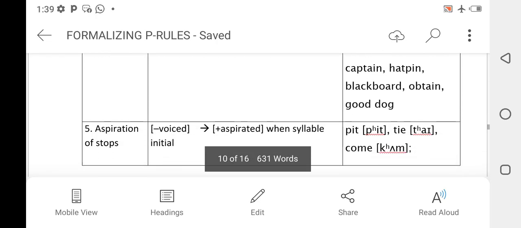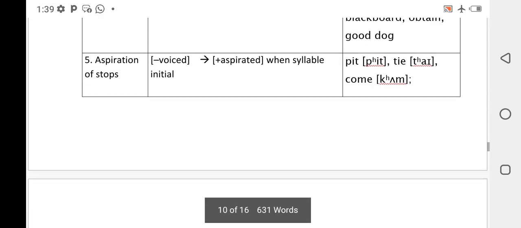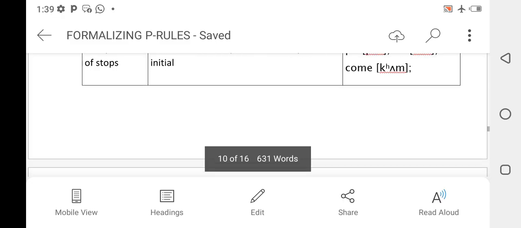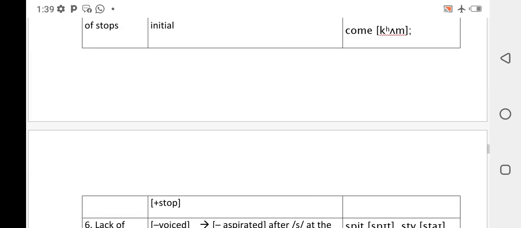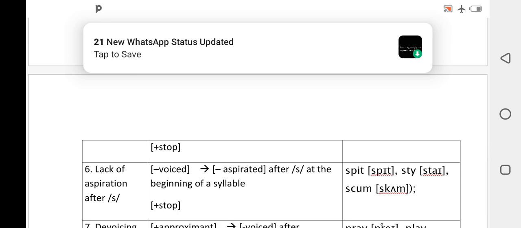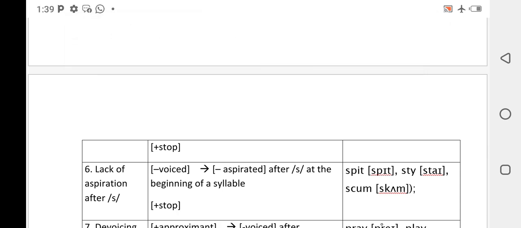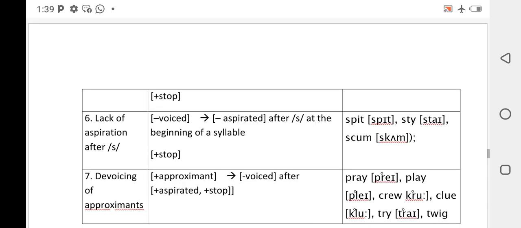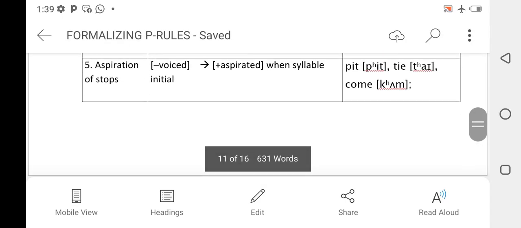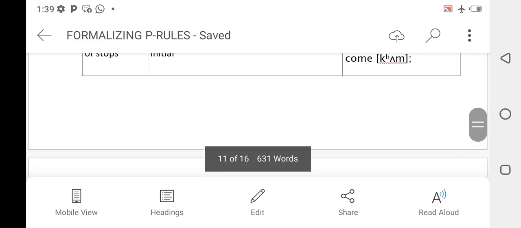Unreleased, I will show you the sign for unreleased when we are looking at it. I think there is somewhere that we find the unreleased. So here we have looked at aspiration of stops.